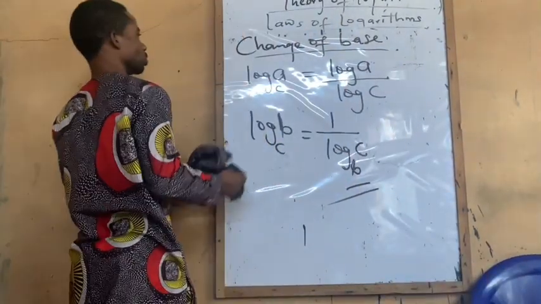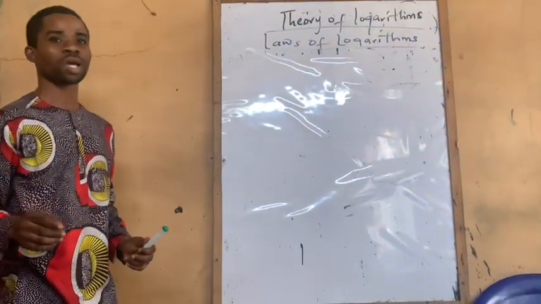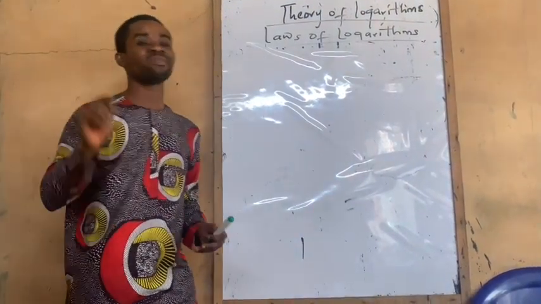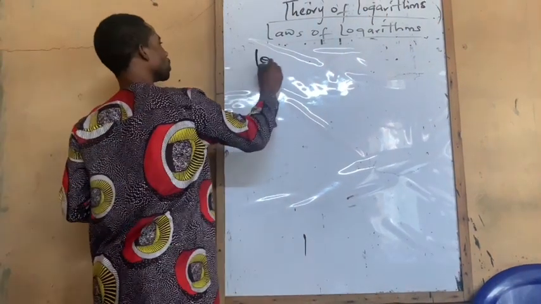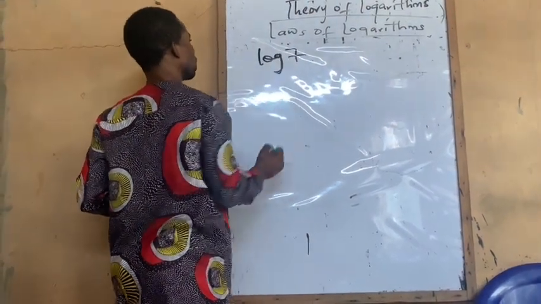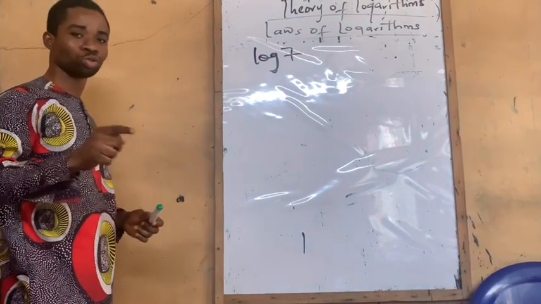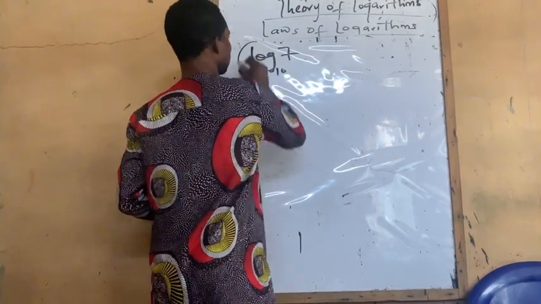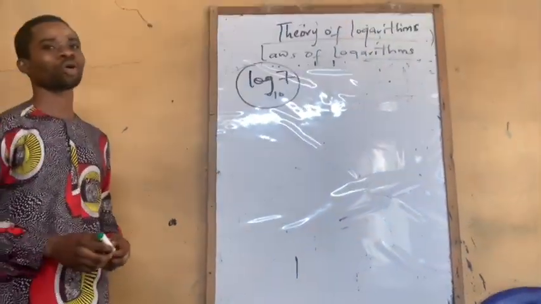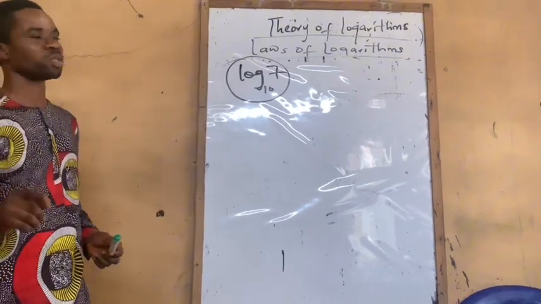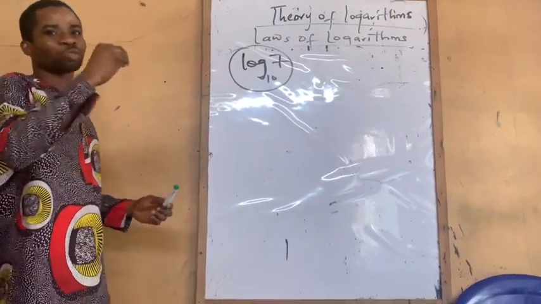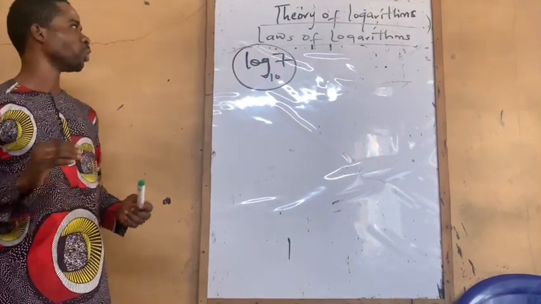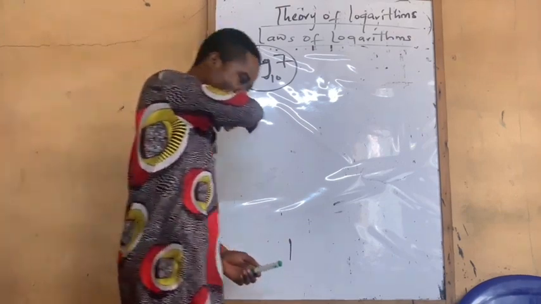And also, you know that every log is having a natural base called base 10. Like if I write something like log 7, even though I do not tell you, you should know that every log has a natural base called base 10. Even though I do not write it there, you should know that every log has a natural base called base 10.